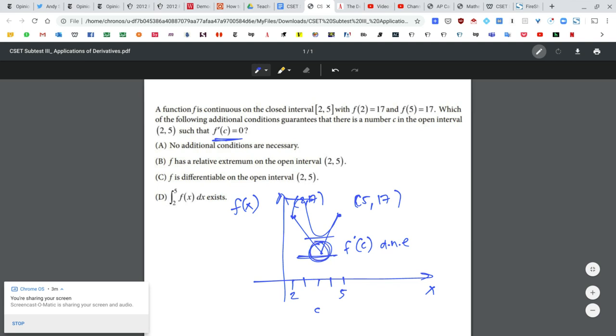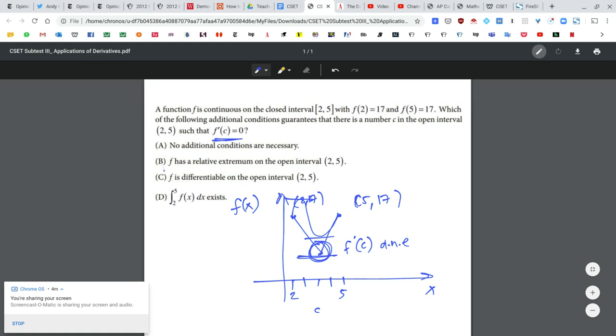The concept of relative extrema is just that f dash switches signs. While f dash is switching signs over here from negative to positive, at the critical point c here, f dash does not exist. So the concept of relative extrema also requires that the slope is defined at that value. D just says the integral, or the area under the curve from 2 to 5, should exist. That would be true as long as f of x was continuous. We could find the area.